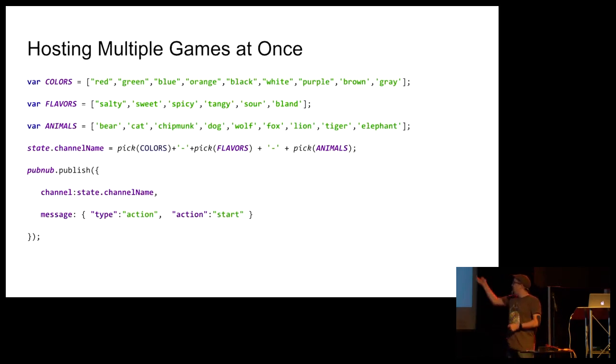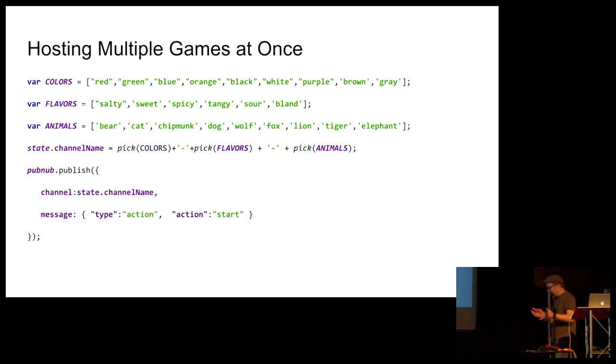So I created a couple different sets of values, and I generate the channel name by using the pick function, which just randomly chooses one of those. So my channel name will now be, say, red sweet chipmunk, or blue salty bear. That's something that is random, but most people would be able to type this in pretty easily without making a typo. This is what creates the channel name.